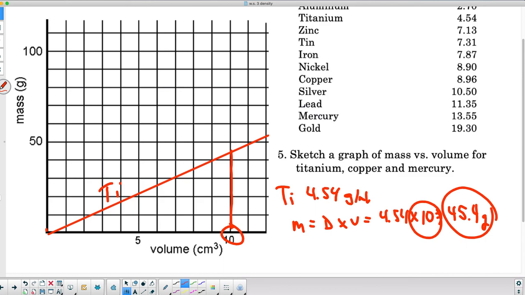All right? Why don't you do the same thing? You can do that for both copper and mercury. Just making lines here. Okay? All right, good luck. I think you can do the rest of it. So go ahead and knock it out of the park.